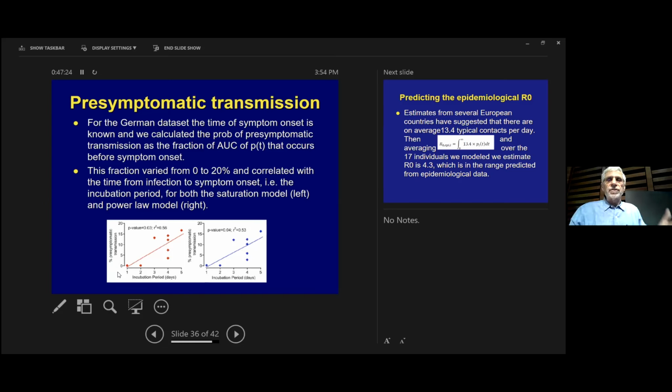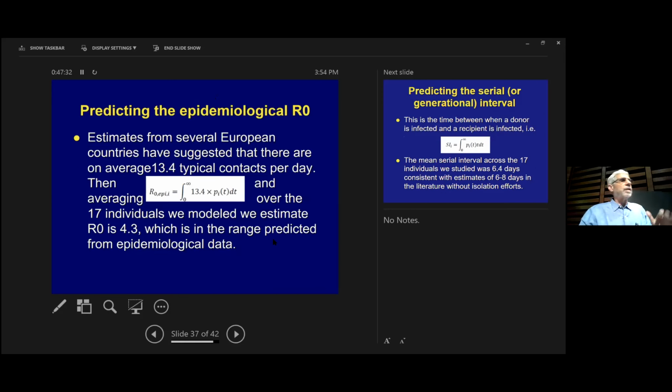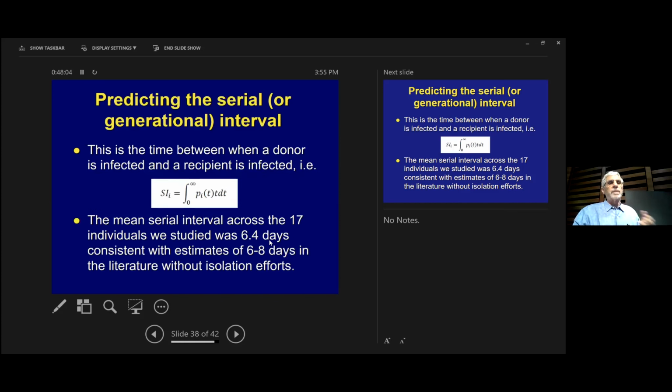But epidemiological studies have also reported exactly the same thing: people with longer incubation periods have more asymptomatic transmission. The other thing we've done to validate this is to compute from the number of contacts per day, which has been reported from European studies. This amazed me, it was 13.4 from a number of studies. I can give somebody a reference. So we said that R0 for an epidemiological study is 13.4 times the integrated probability of infectiousness, to give you an estimate of R0. We averaged that over our 17 profiles, and it came out to be 4.3, which is in the range predicted by epidemiological data.